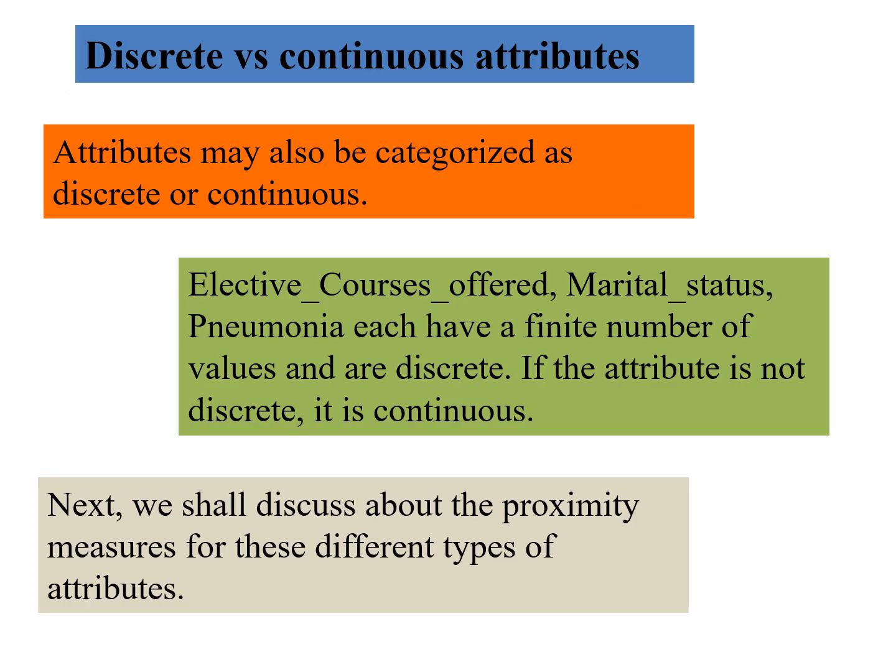Further, you could also categorize attributes as discrete versus continuous. Attributes like elective courses offered or marital status or pneumonia, which we have seen in this video, have a finite number of values and are discrete. If the attribute is not discrete, it is continuous. We'll discuss these in more detail in our future videos as we talk about the proximity measures and the examples for the different types of attributes discussed in this video.